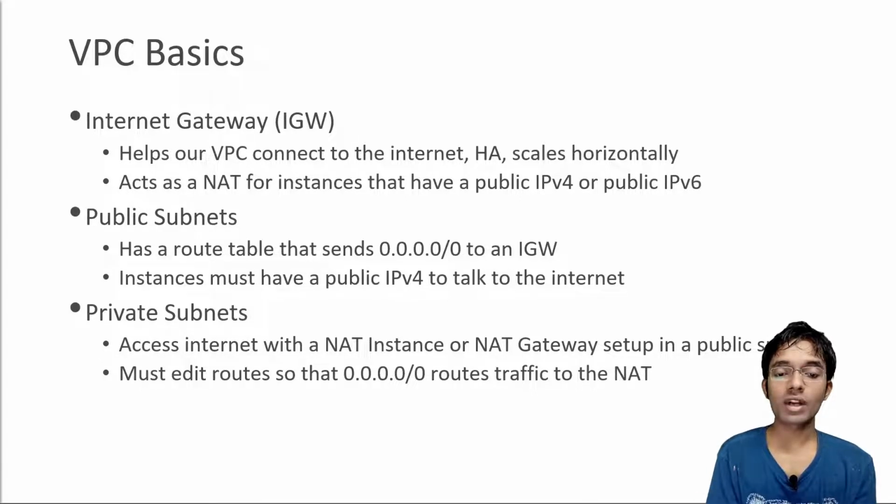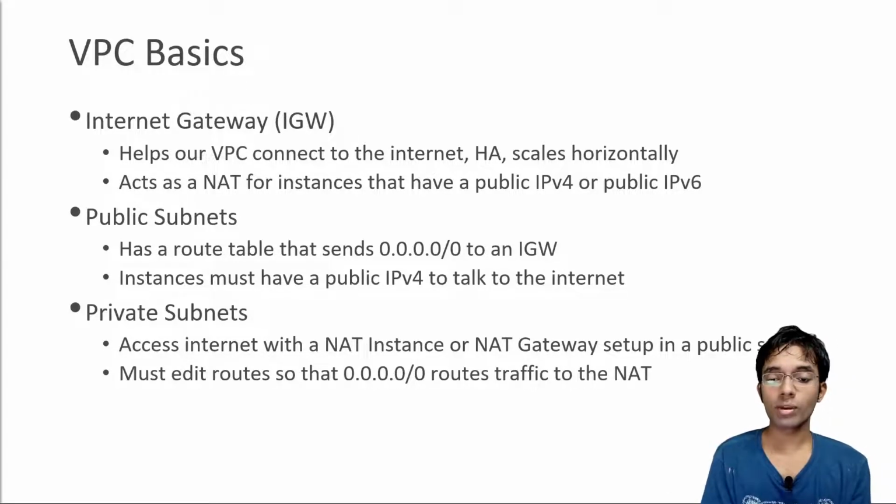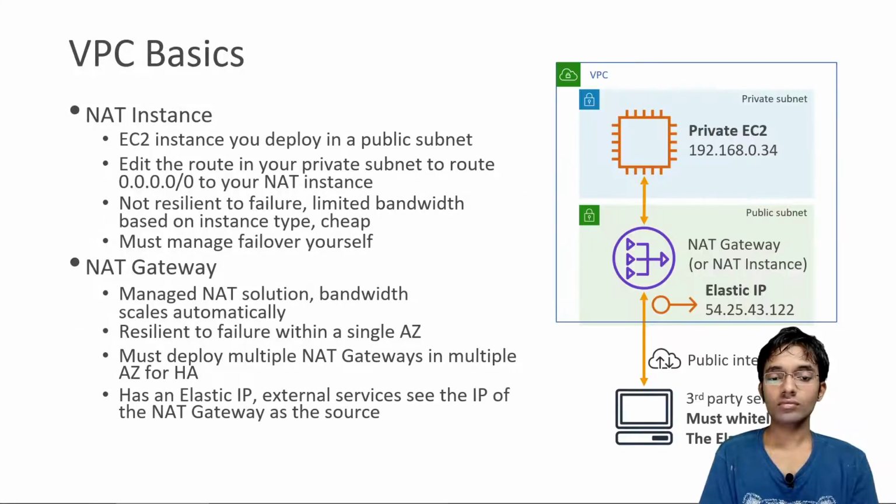Whereas private subnets are accessing the internet through a NAT instance or a NAT gateway, and that NAT instance or the NAT gateway needs to be set up in a public subnet, and then the routes on the private subnet must be so that 0.0.0.0 routes all traffic to either your NAT instances or your NAT gateway. So this is the idea: internet gateway, public subnets, private subnets, NAT instance, NAT gateway, and you should know this already. Going forward, let's go a bit deeper into what a NAT instance is.